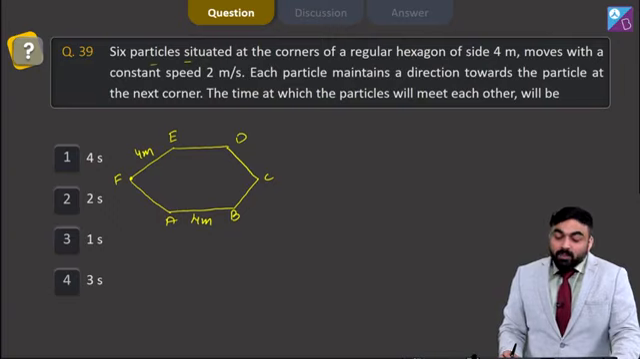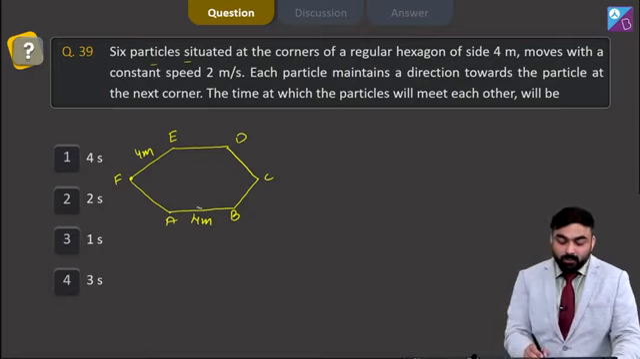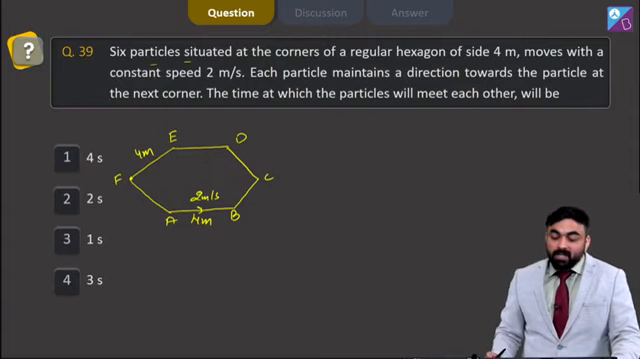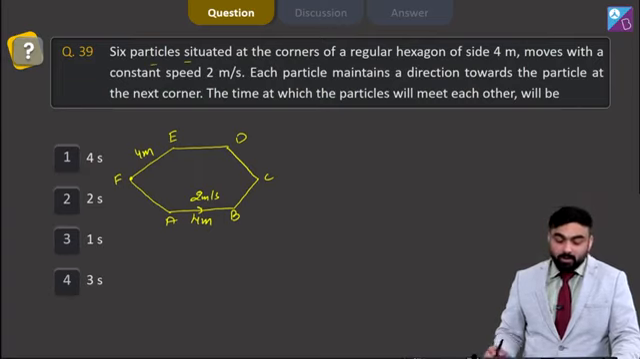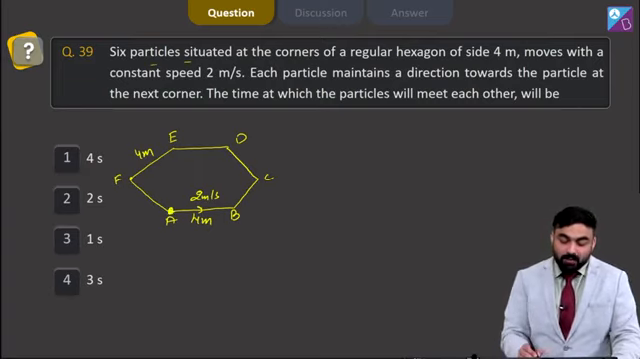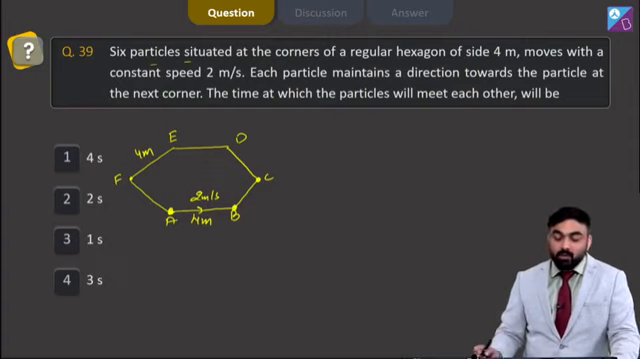So 6 particles situated at the corners of a regular hexagon of side 4 meter move with a constant speed of 2 meter per second. Each particle maintains a direction towards the particle at the next corner. So the particle at A is following the particle at B, B is following the course of C, and in the same way all the particles are following each other's courses.